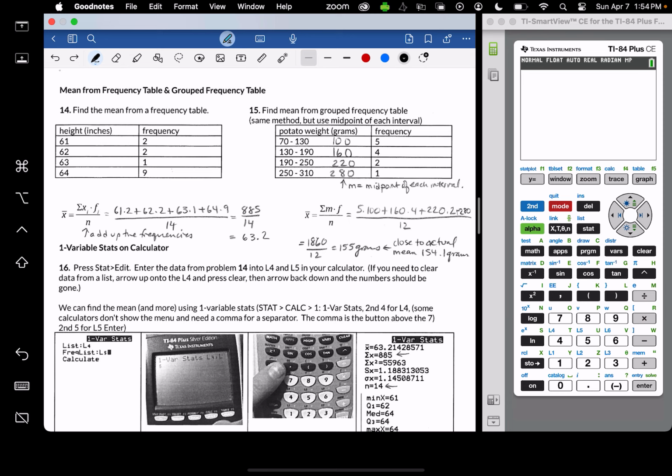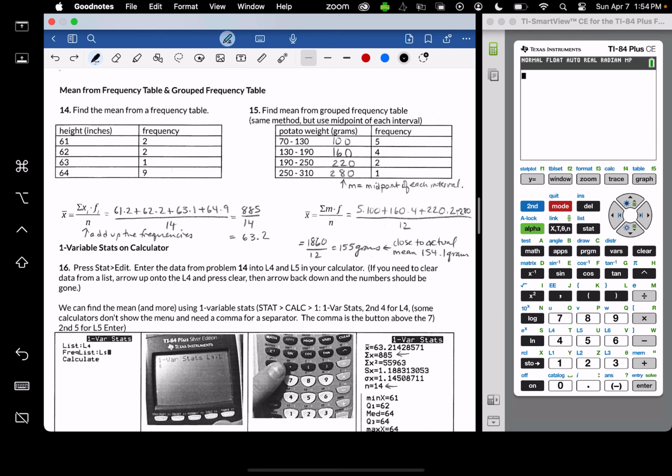In order to find the mean from a frequency table, you can't just add up the heights and divide by 4 because there are actually 14 people in this table. So you could do 61 plus 61 plus 62 plus 62 plus 63 plus a whole bunch of 64s.